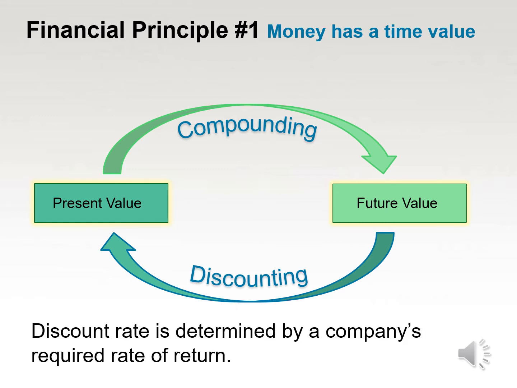The discount rate is the interest rate that you will be using in your formulas to discount the future value amount back to present value. It's usually determined by a company's required rate of return. That's the amount that they would expect to receive on their investments.